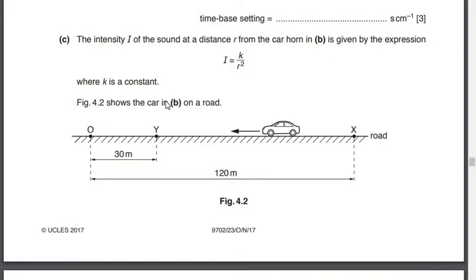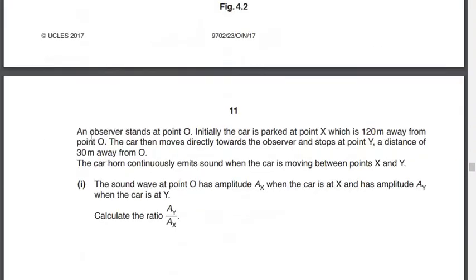The intensity I of the sound at a distance r from the car horn is given by the expression I is equal to k by r square. So this is that equation we remember, I is proportional to A square S square by d square. Here they just kept the d square, understand? Where k is a constant. Figure 4.2 shows the car on the road. The car is going from X towards Y, and maybe here we have the observer, right?